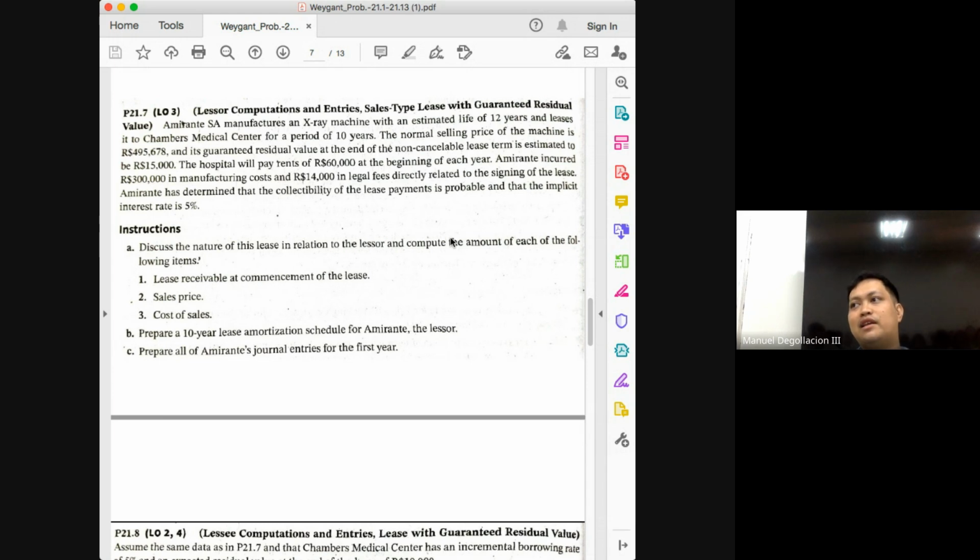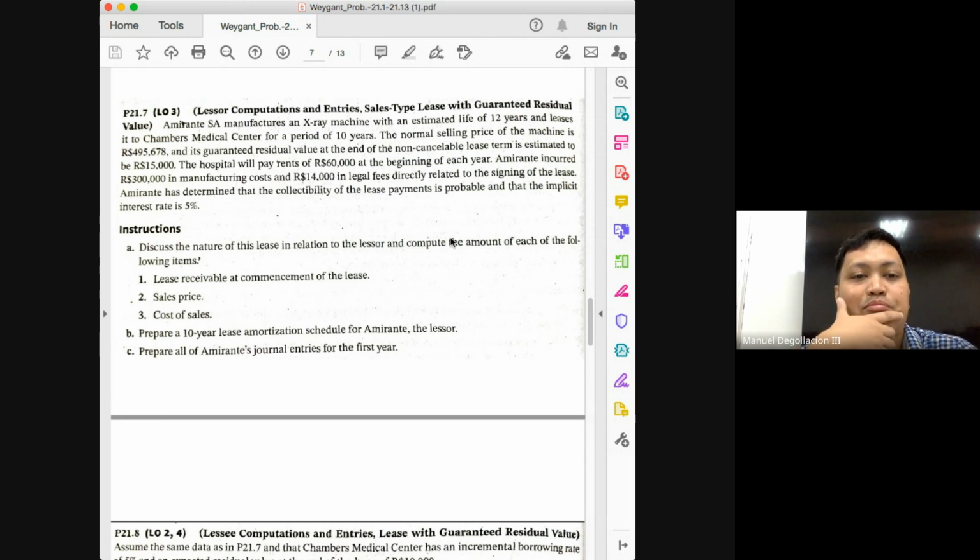If it's a finance lease, you will determine whether it's sales type or direct financing, because the income that will be recognized will be different. If it's direct financing, it will be solely interest revenue. If it's sales type, you will have both a gross profit and interest.